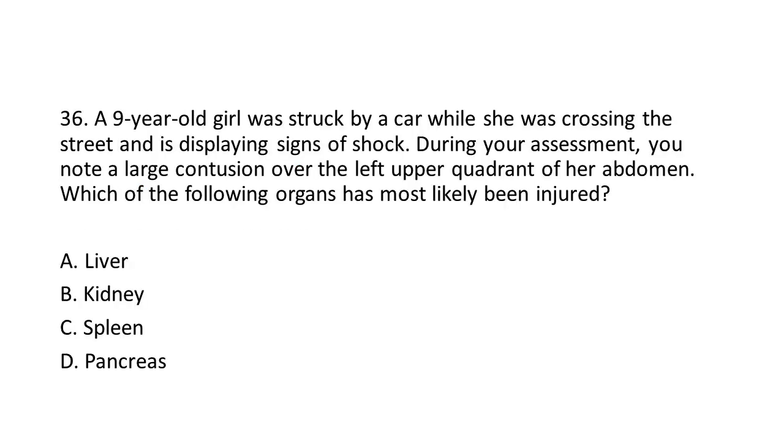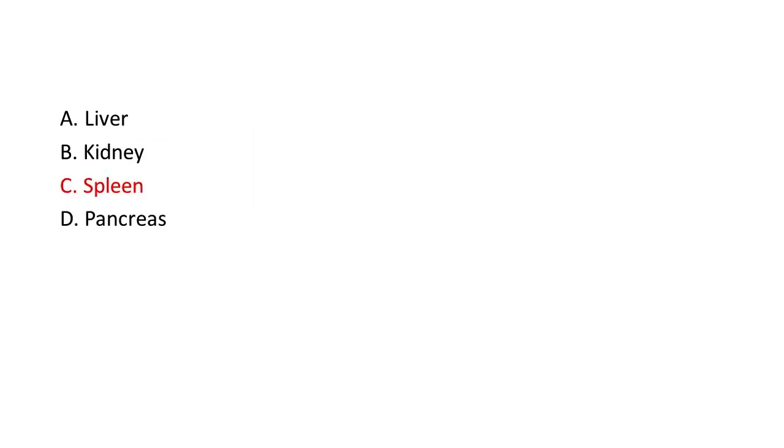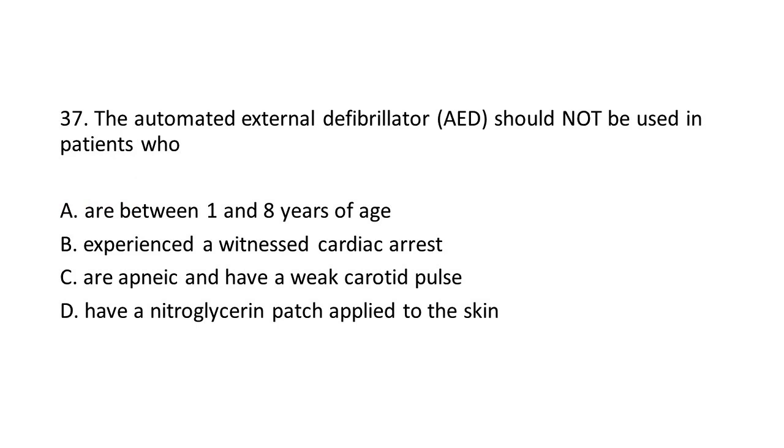36. A 9-year-old girl was struck by a car while she was crossing the street and is displaying signs of shock. During your assessment, you note a large contusion over the left upper quadrant of her abdomen. Which of the following organs has most likely been injured? A. Liver. B. Kidney. C. Spleen. D. Pancreas. The answer is C. Spleen.